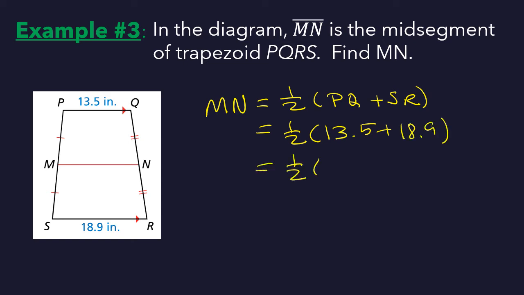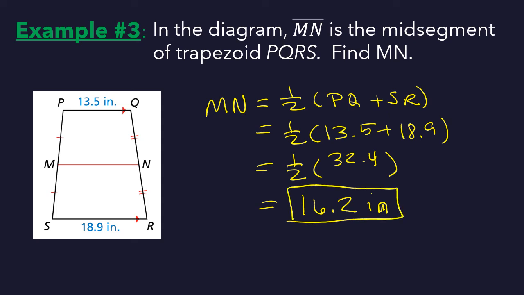I do not have a calculator, so 13.5 plus 18.9, hoping this is 32.4. All right, half of 32.4: half of 32 is 16, half of 0.4 is 0.2. And because we started this picture with units, we have to attach units to our answer. All right, beautiful, not so bad.